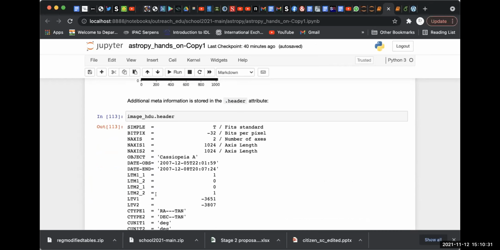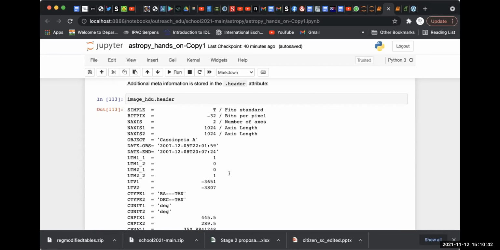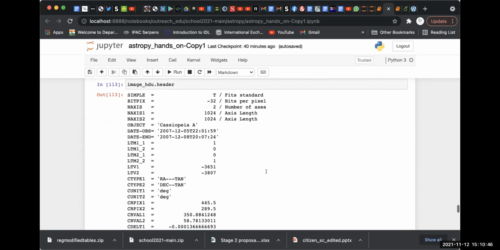Now headers can in principle be edited also. You can add things onto the header. You can remove things from the header depending upon your use, right?